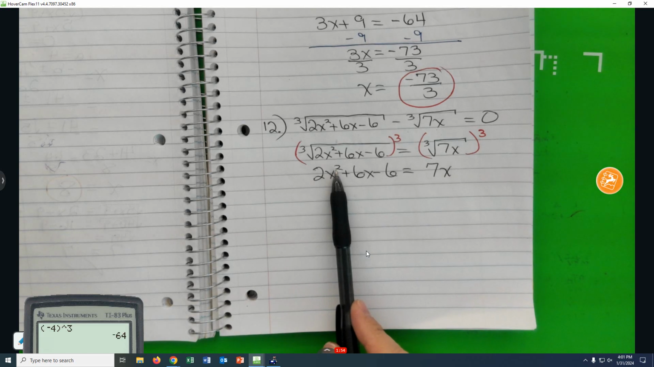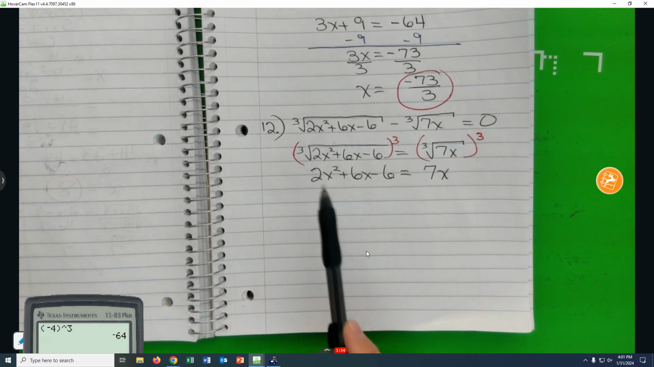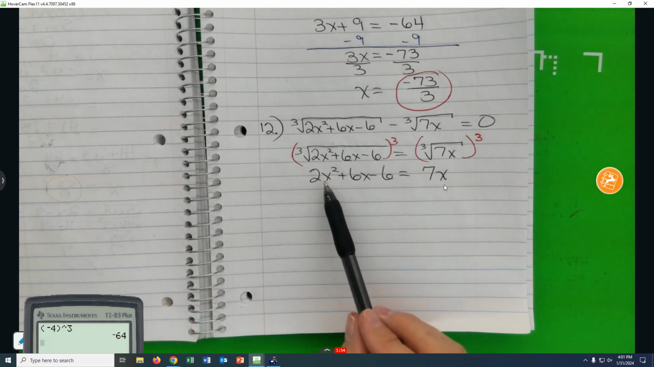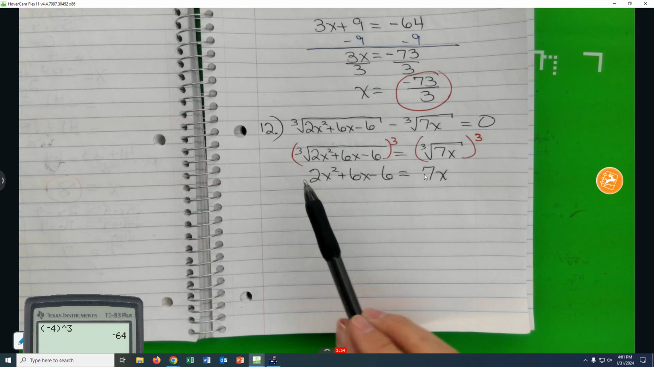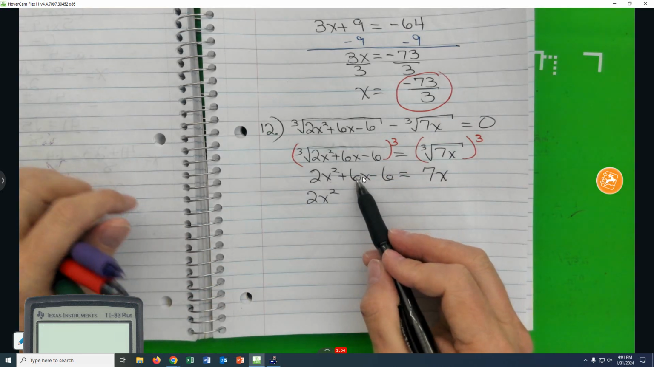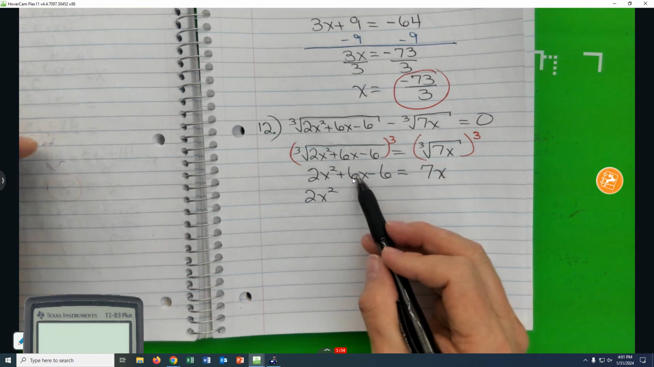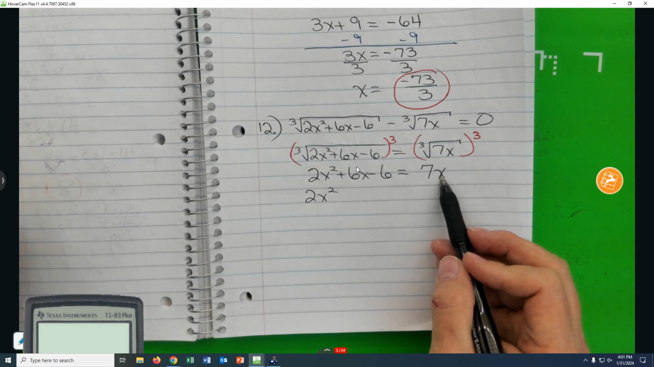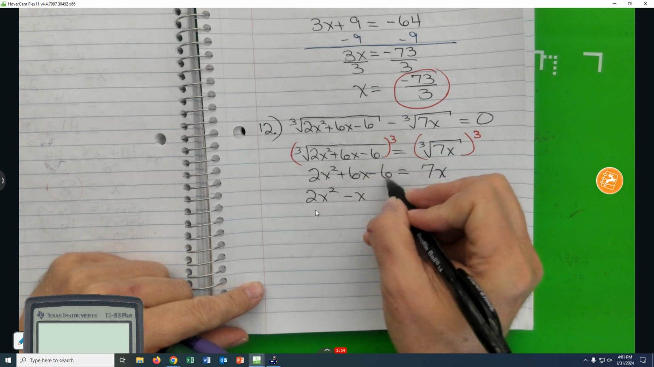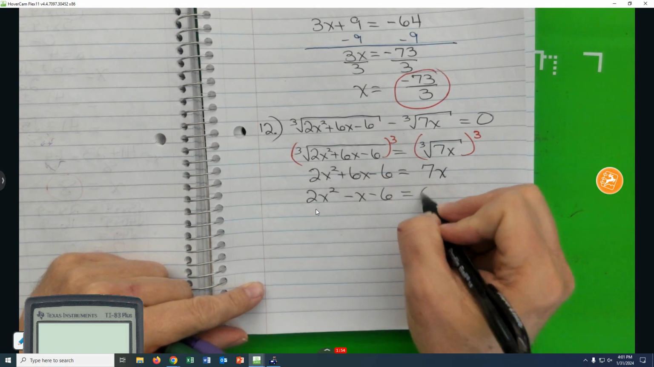Oh, it's quadratic. Whether we solve by factoring or the quadratic formula, we'll need the thing set equal to 0. Where do you think I'm going to get the 0? Do you think I'll get the 0 on the left or on the right? On the right. I want that 2x squared to stay at positive 2x squared. So we have 2x squared. We have a 6x and a 7x. What are we going to have to do here? 6x minus 7x gives us a minus 1x. We still have the minus 6 equals 0.